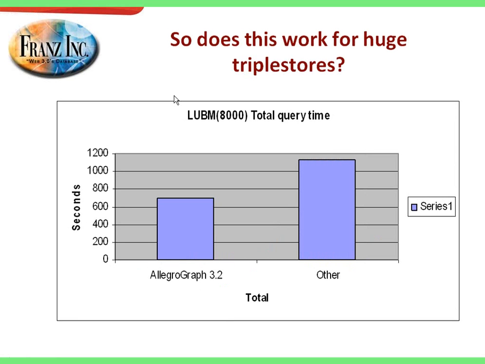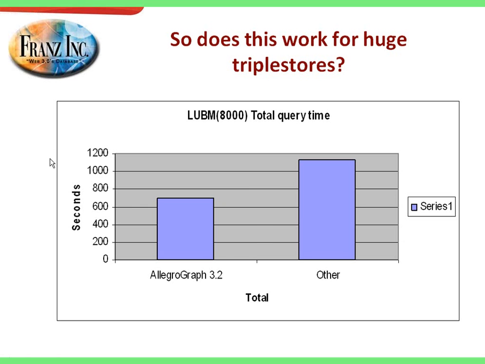So now the question is, does this also work for really huge triple stores where you have a billion triples? What we do here is compare AllegroGraph 3.2 against another triple store. I can say it's AlLim. And what you see is that the total query time for AllegroGraph 3.2 is faster.